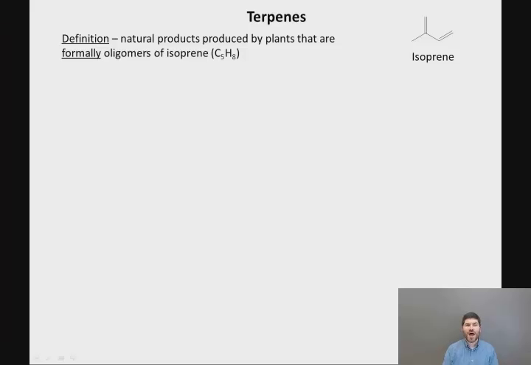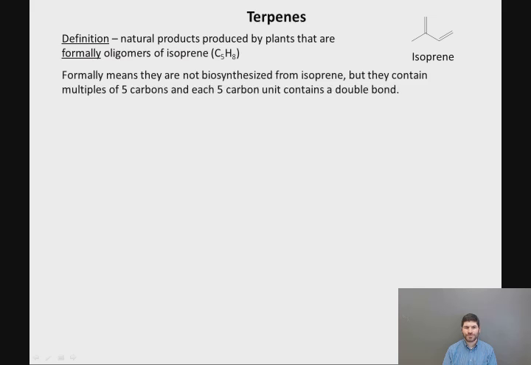Terpenes are natural products produced by plants that are formally oligomers of isoprene. Isoprene has the molecular formula C5H8, and as you can see, it has 2 double bonds in it, and it has branching at the carbon second from the end. So only 4 of the 5 carbons are ever in a straight line.